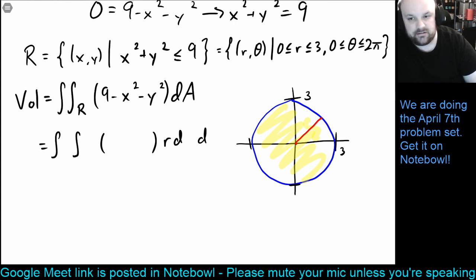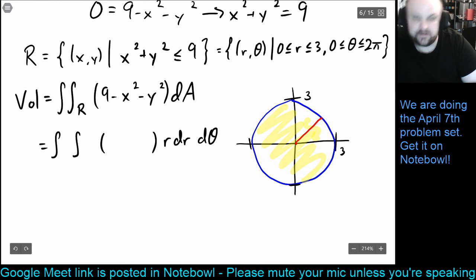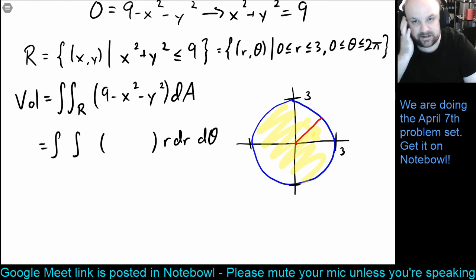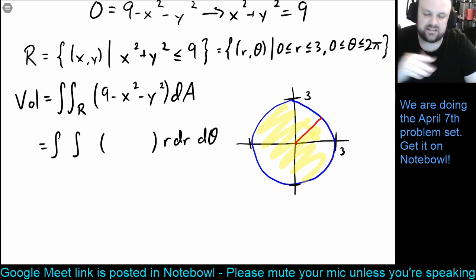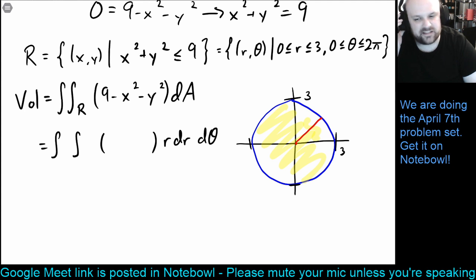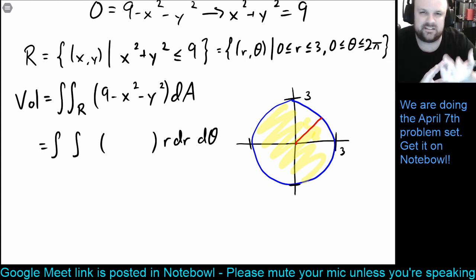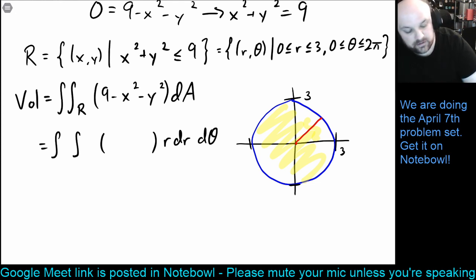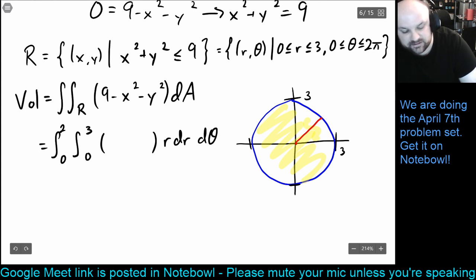It's usually going to be the case that you'll do dr d theta. That's usually going to be the better way to set up your bounds. In this particular problem, it doesn't matter. But there's not that many cases where you'd want to do theta first. It's not impossible, but typically you're not going to have polar equations given as theta equals some function of r. So if we do dr first, that means the inner integral is 0 to 3, the outer integral is 0 to 2 pi.